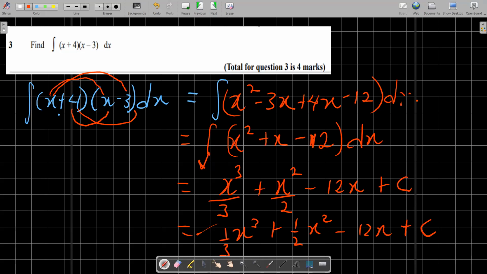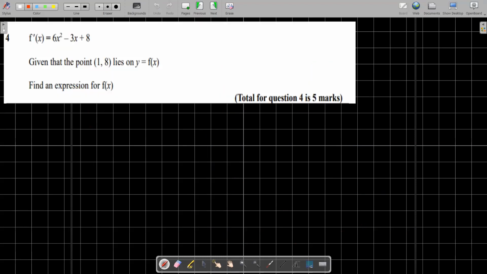Then you go back and play the video all over again. Now, the next question says, as you can see, we have different notations. Function notation. It says f prime of x equals 6x squared minus 3x plus 8. This is another way of setting questions on integration by examiners.